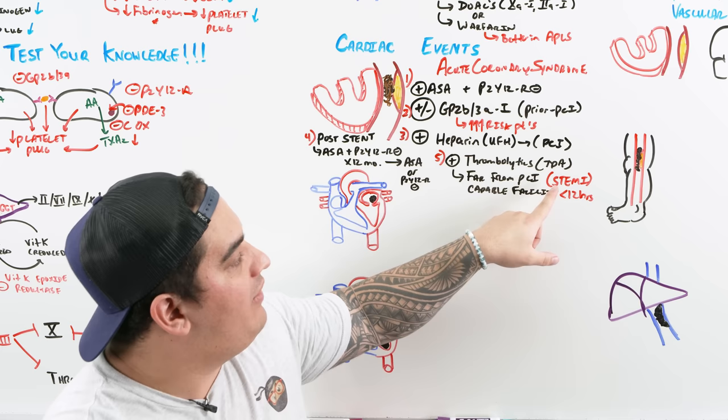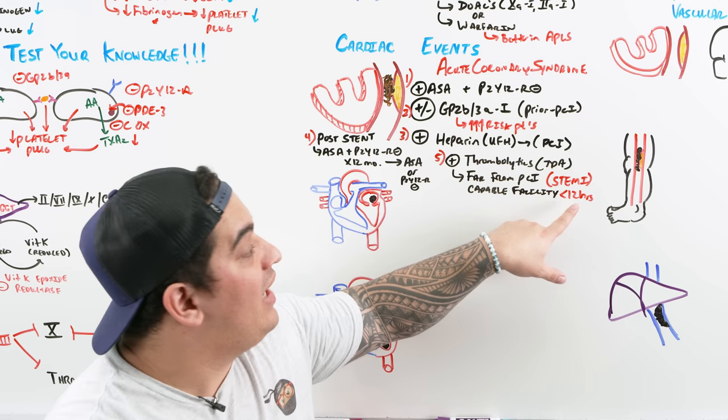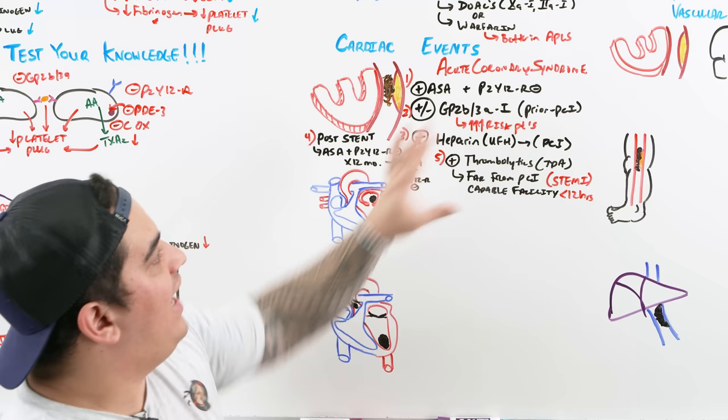So if they're coming in and they are not at a PCI-capable facility, or they're very far from one, you can give them thrombolytics, okay? And then get them to the closest PCI-capable facility as you can afterwards. Okay, that's acute coronary syndrome.